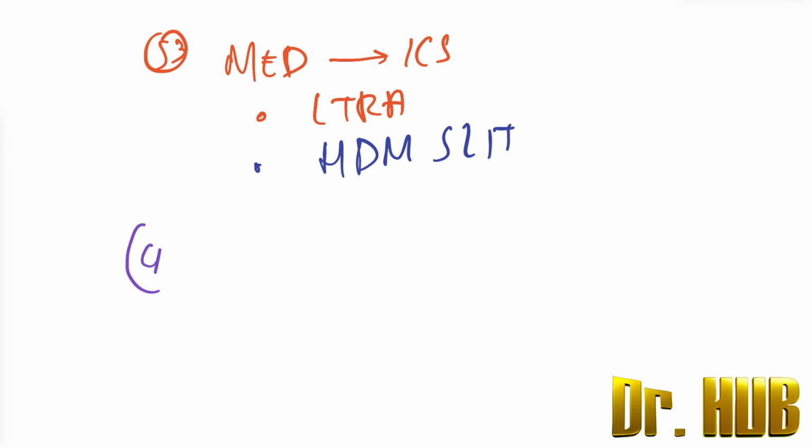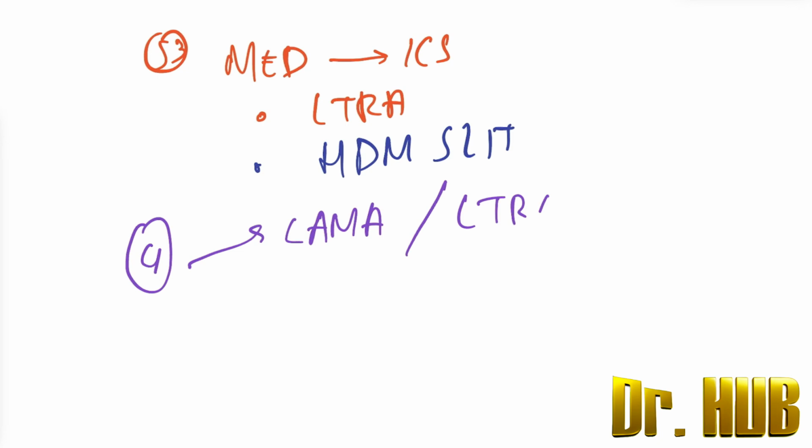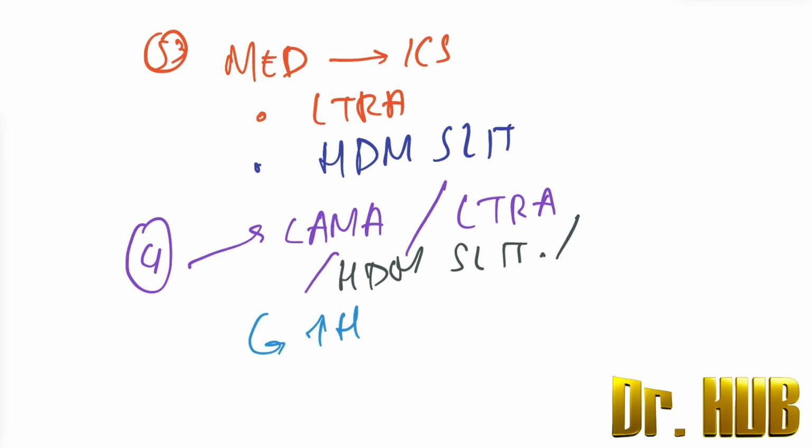Next we move on to step 4. In step 4 we add the LAMA, the long acting muscarinic antagonist, or the LTRA, leukotriene receptor antagonist. Then there is the HTM SLIT, that is house dust mite SLIT, or you switch to the high dose of ICS.